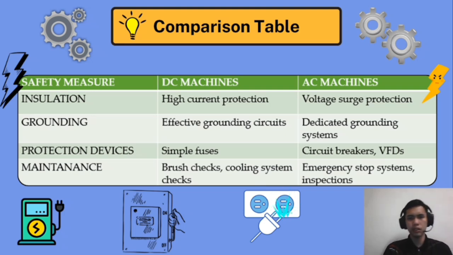Okay, for the insulation, DC machine is high current protection and AC machine is voltage surge protection. For the grounding, DC needs an effective grounding circuit and AC needs a dedicated grounding system. For the protection device, DC is a simple fuse and AC is a circuit breaker and VFD. For the maintenance, DC machine uses a brush check and cooling system check, and AC machine is emergency stop system and inspection. Okay, this is more comprehensive and understandable about the DC machine and AC machine safety measure.